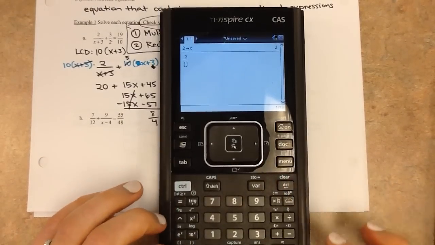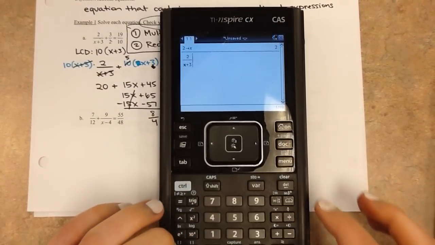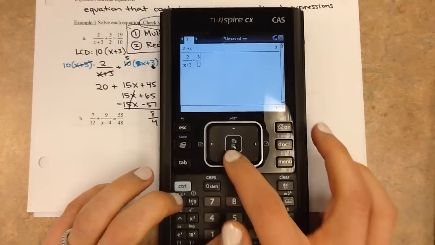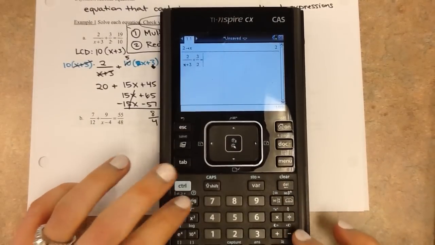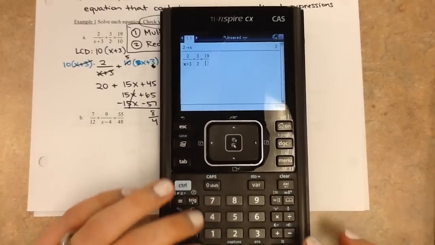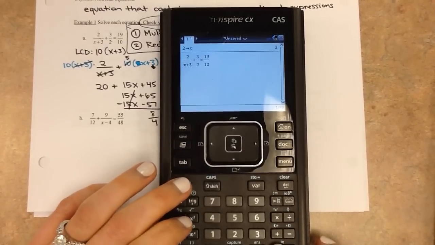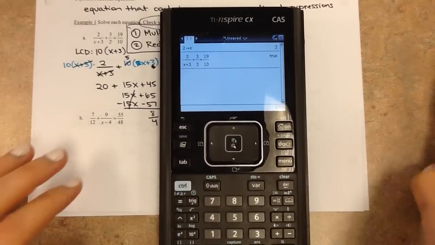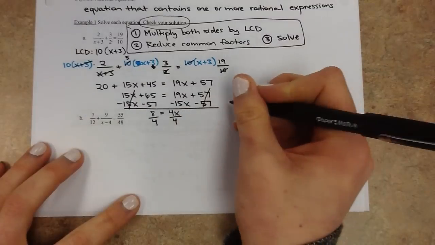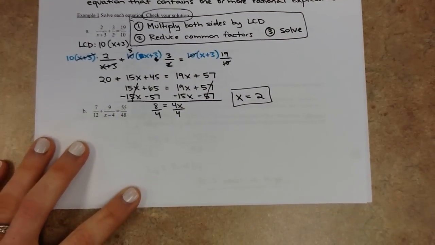So 2 over x plus 3 plus 3 over 2. We want to know if that equals 19 over 10. And we get true. Okay, so that is our answer. So we're going to box it up and call it a day.